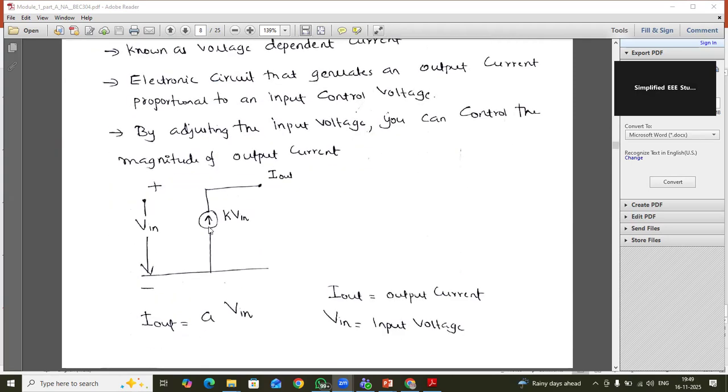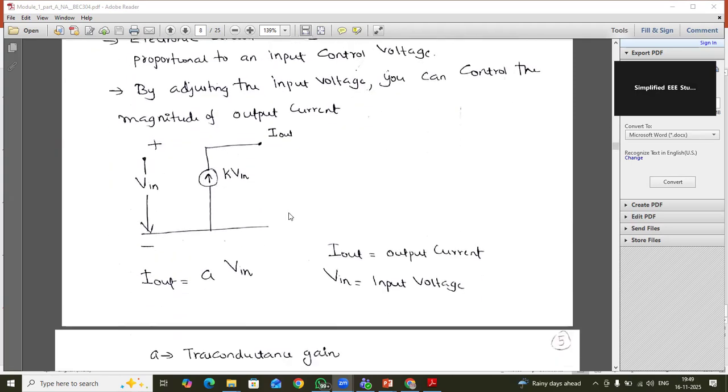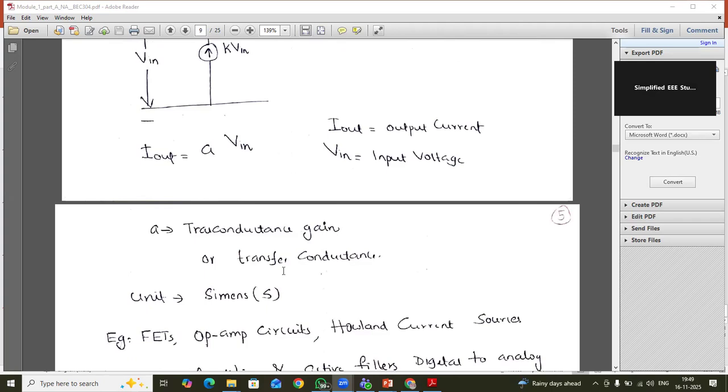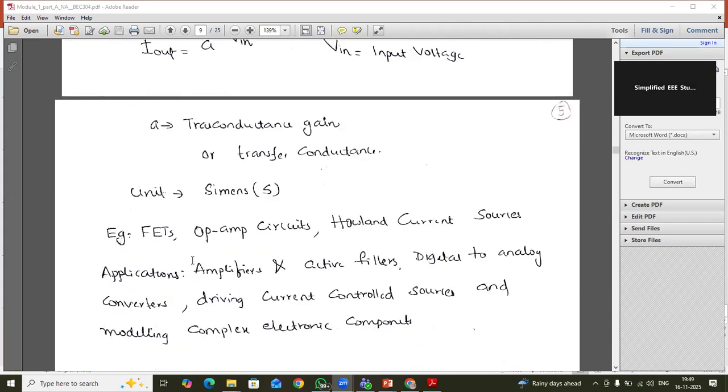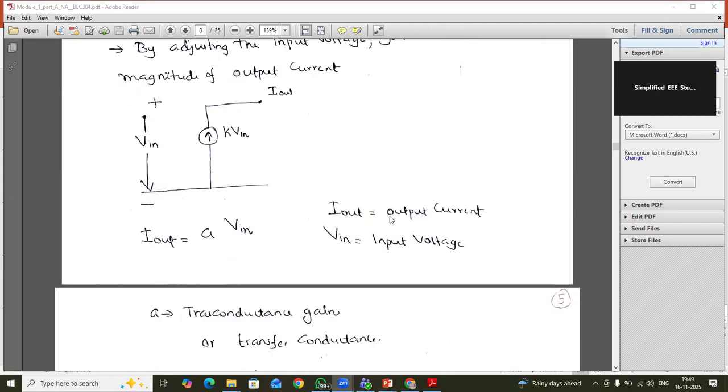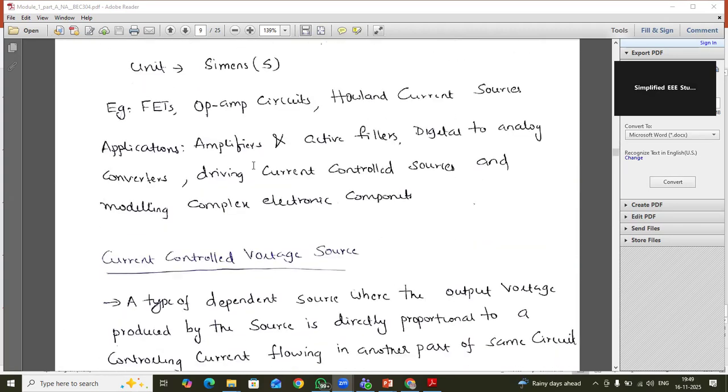Similarly, voltage controlled current source. This is known as a voltage controlled current source. So Iout can be determined by A into Vin. A is known as the transconductance gain, and the unit is Siemens. Examples and applications: FET and op-amp circuits all come under the voltage controlled current source. Do remember how to draw the voltage controlled current source.